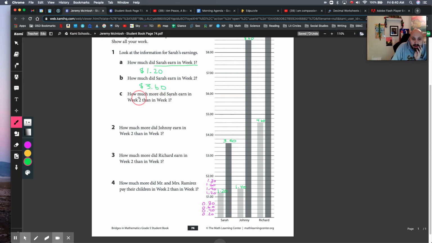How much more did Sarah earn in week 2 than week 1? How much more is that clue for subtraction, right? So we're going to take $3.60, and I give you room here, $3.60 minus $1.20. Remember, the decimals have to line up. Your place values have to line up. So your hundredths, tenths, and whole numbers have to line up when you do any arithmetic with decimals. Okay, so the decimal has to be in the same row when you're adding and subtracting. So I want you to go ahead and do that.